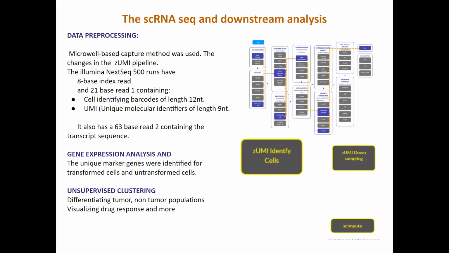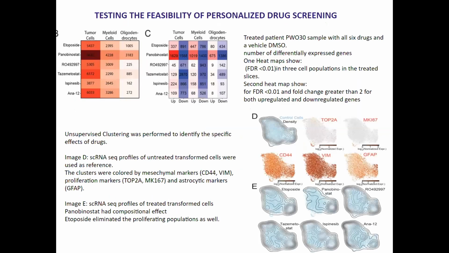And also they used unsupervised clustering for visualizing the drug responses on the tumor samples, on all the transformed samples, and also differentiating the tumor and non-tumor populations. So all of these analyses will be in the single cell RNA sequencing pipeline, and we just have to remodel the pipeline somehow. And this is what they did in the first analysis.